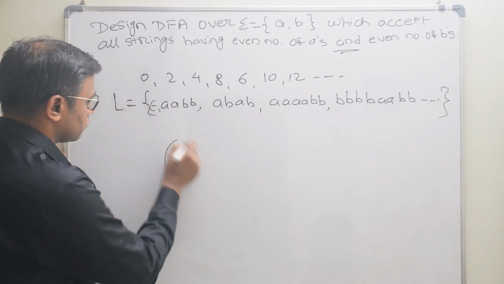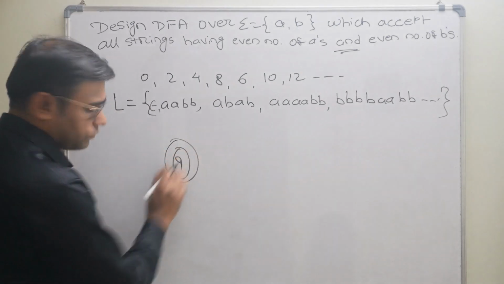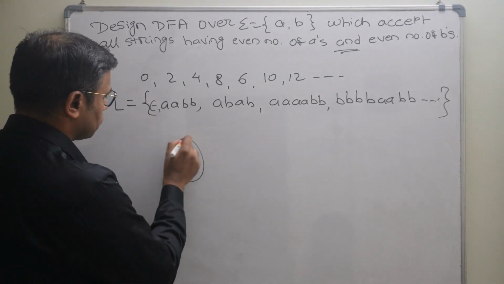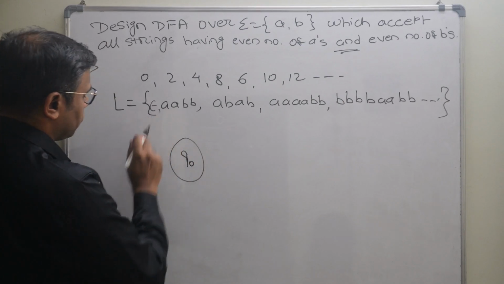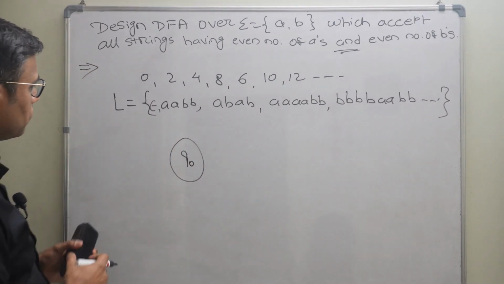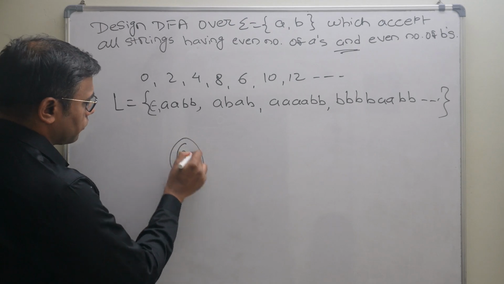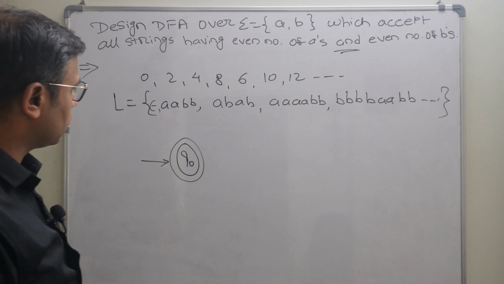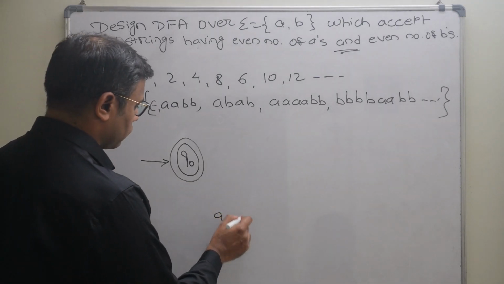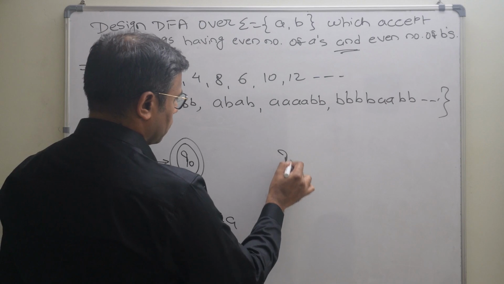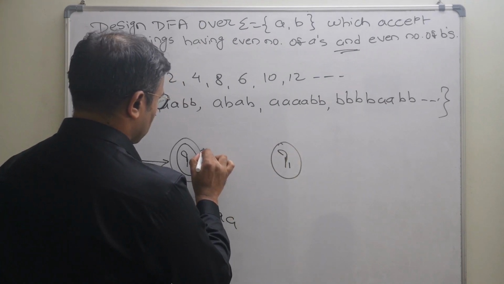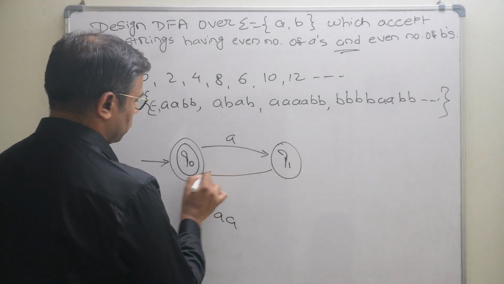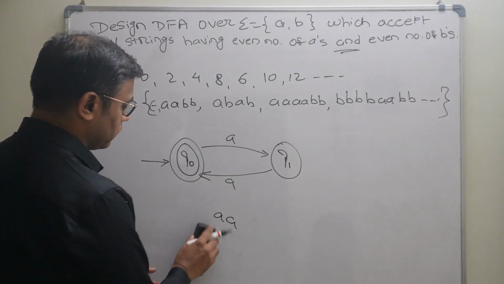First of all, I will tell you how to proceed with q0 or epsilon. So for epsilon, this will be the final state, because if the number is 0, this will be the final state. Then I will take aa. So for accepting even number of a, it will go for a and then come back with a, so that it can stop at the final state.